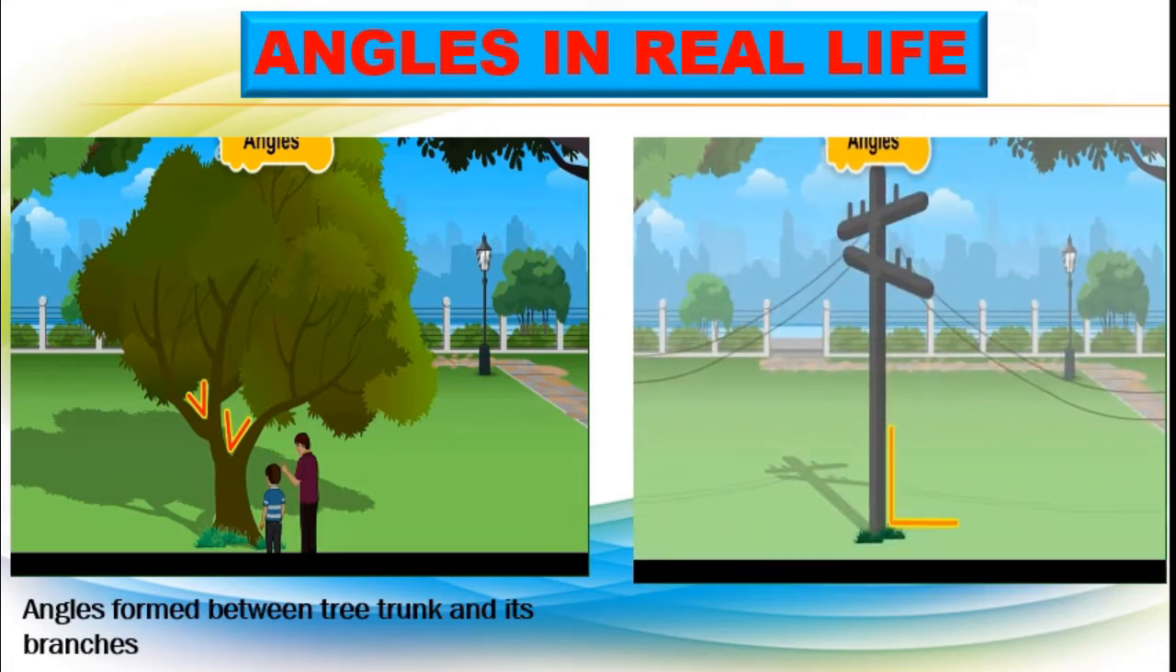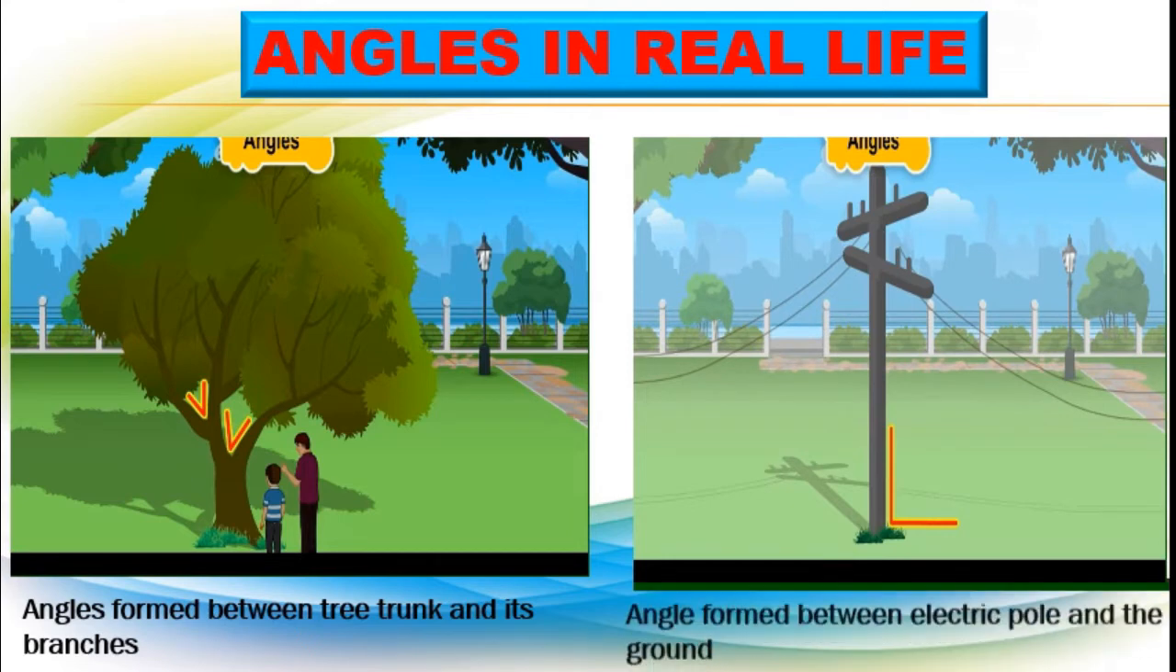Here also we can see an angle between the electric pole and the ground. See there, the red mark. The meaning is, when two lines meet, an angle is formed.